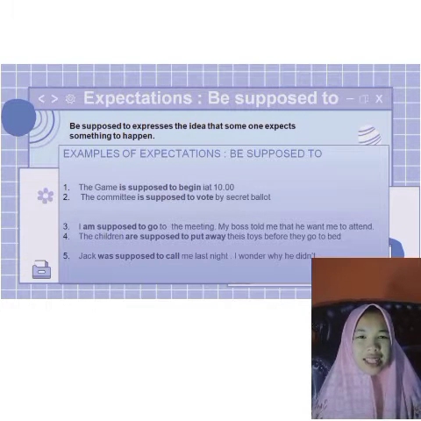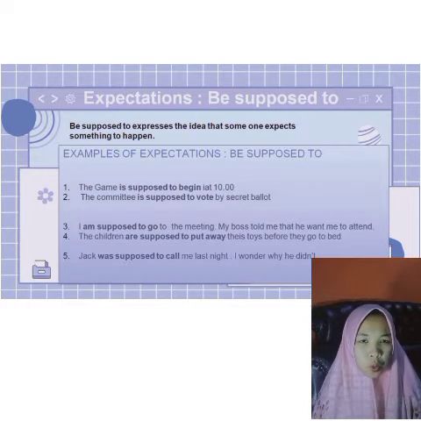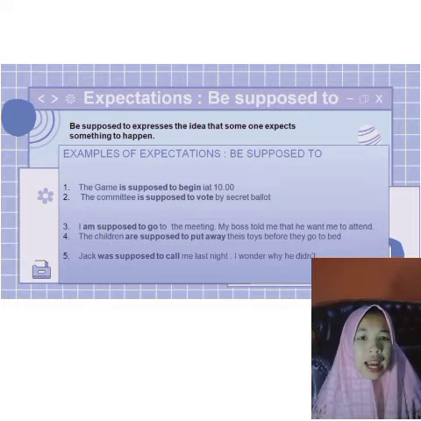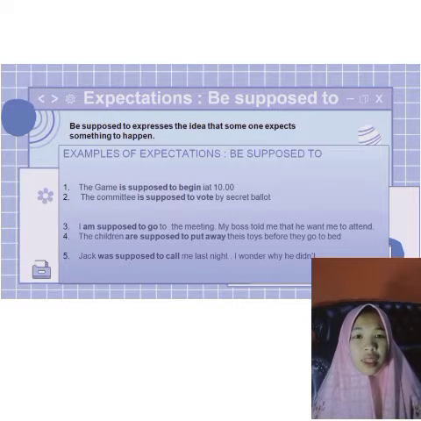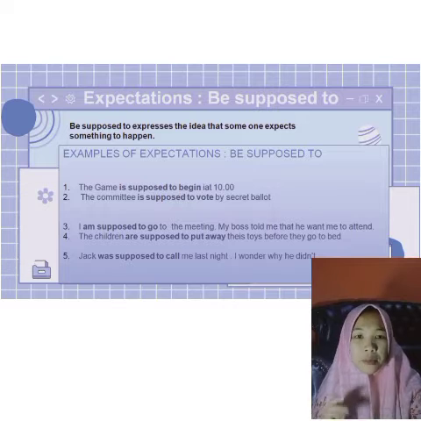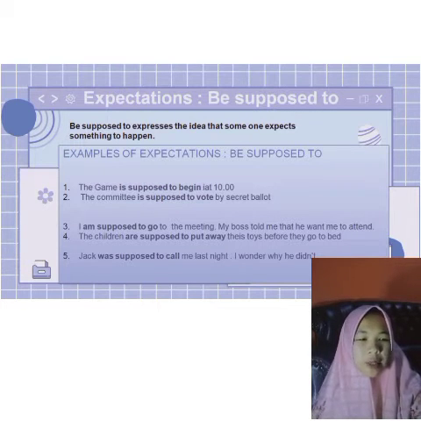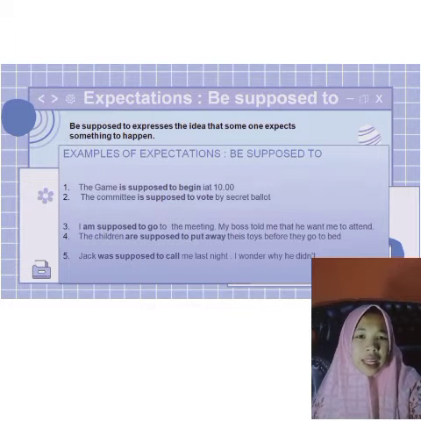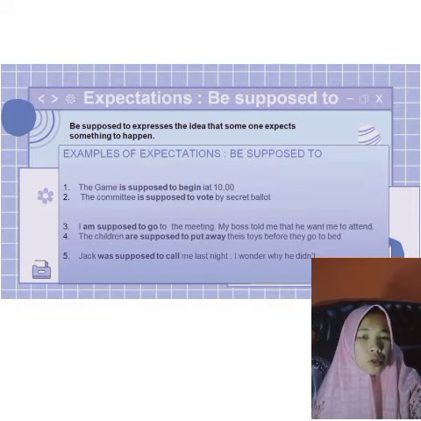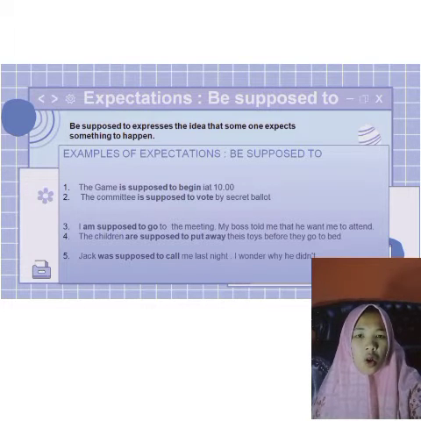Okay, the next material is expectations: be supposed to. Be supposed to expresses the idea that someone, like I, we, they, the teacher, lots of people, my father, etc., expects something to happen. Let's see in the slide. A. The game is supposed to begin at 10 p.m. B. The committee is supposed to vote by secret ballot. Supposed to expresses expectations about a scheduled event as in A or about procedures as in B.